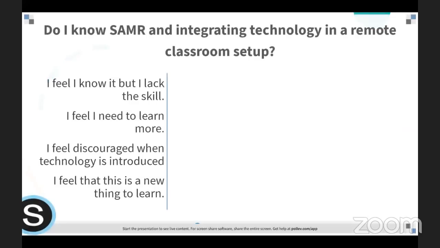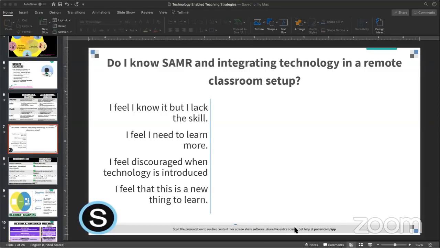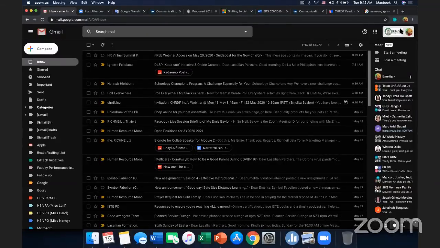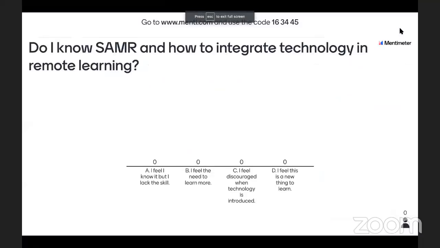I'd like to ask everybody to go to menti.com here. I would be providing people access. Kindly share. I'd like you to look into menti.com there, and answer using the code 163445.